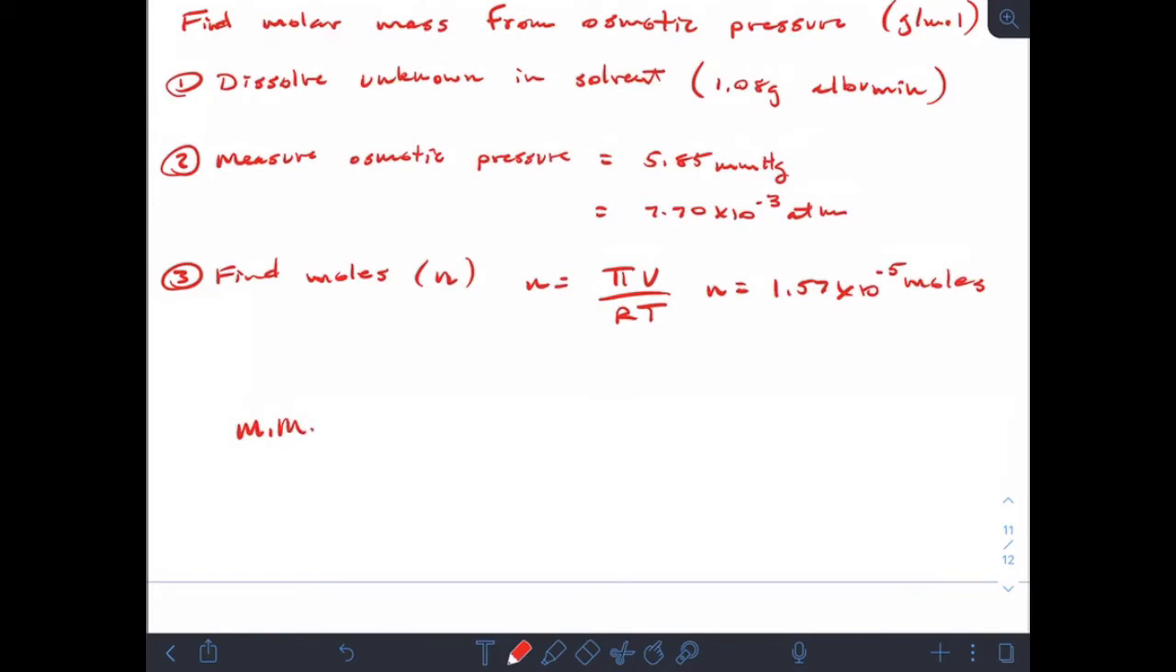Okay, so molar mass is grams per mole. So we end up with the 6.87 times 10 to the 4. Rather large molecule.